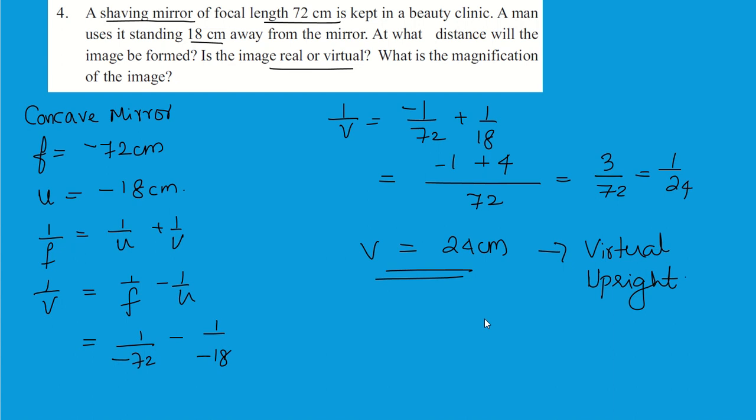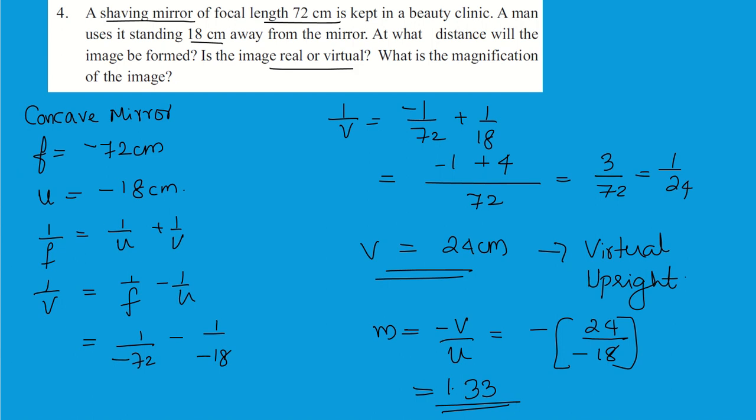What is the magnification of the image? Magnification m is equal to minus v divided by u. Minus of v is 24, u is minus 18. So minus and minus cancels, and we get the magnification as 1.33, plus 1.33. So it's matching now because it's a virtual image. Virtual image magnification is going to be positive.